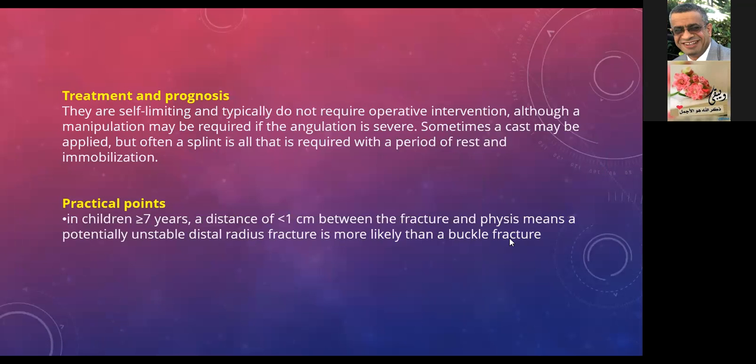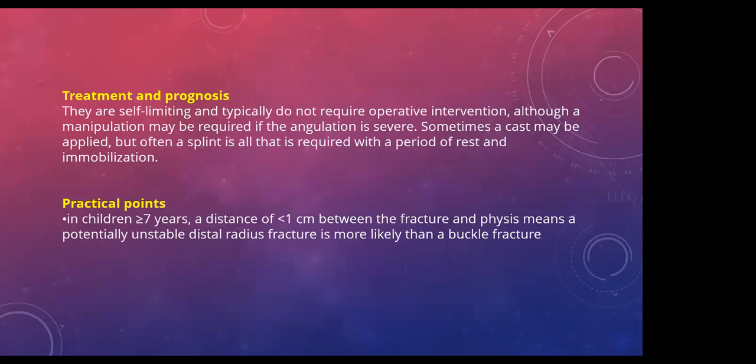Treatment and prognosis: these fractures are self-limiting and typically do not require operative intervention, although manipulation may be required if the angulation is severe. Sometimes a cast may be applied, but often a splint is all that is required, with a period of rest and immobilization. In children aged 7 years or older, a distance of less than 1 cm between the fracture and the physis means a potentially unstable distal radius fracture is more likely than a buckle fracture.